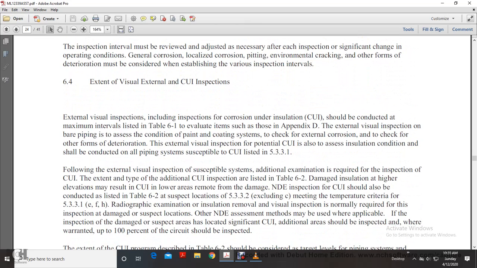Next, extended visual, external, and corrosion under insulation inspection.